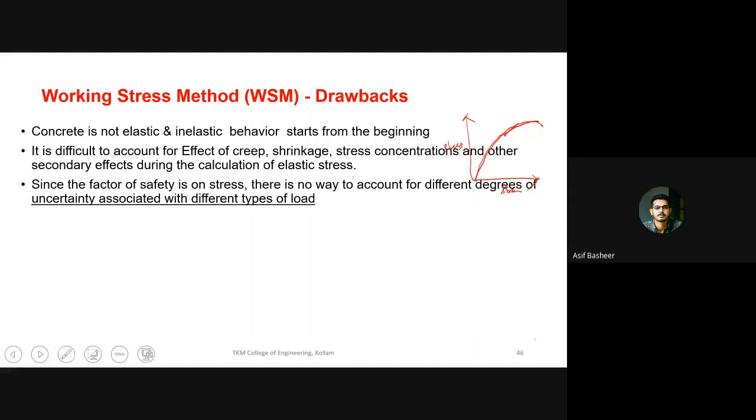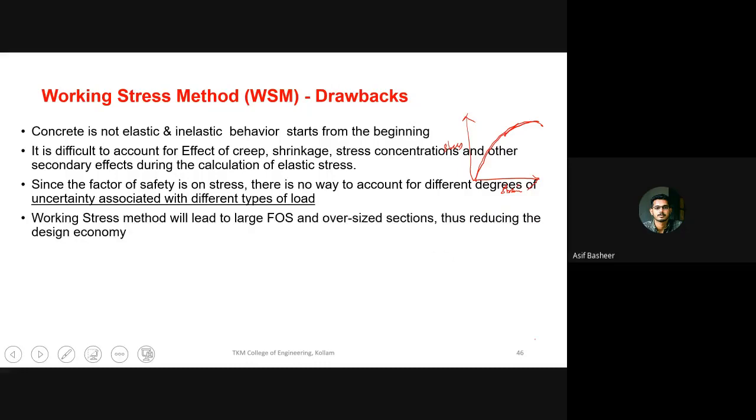The next one: since the factor of safety is on stress, there is no way to account for different degrees of uncertainty associated with different types of load. That is what Asif told at the beginning. If you are having a load which is higher than the design load, it's not taken into account. That is, we will design it for a working load. If a load higher than that comes, there is no design way for that.